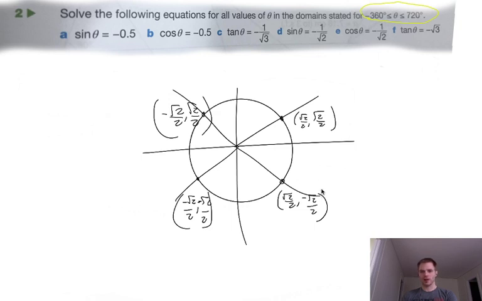Okay, so we are doing D now, and so we want the sine of theta to be negative 1 over root 2, which is equal to negative root 2 over 2. The sine corresponds with the y component of these ordered pairs. So where is sine negative? Well, it's this one and it's this one. So we need to know what the corresponding angles are. Well, it's this angle and it's this angle. Okay, so this is 180 plus 45.